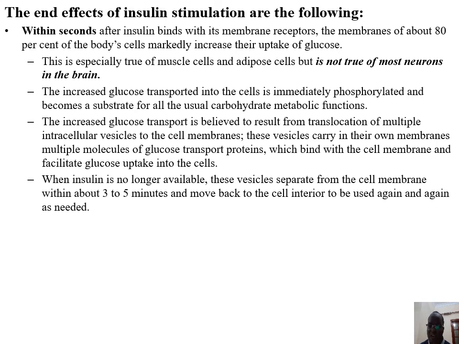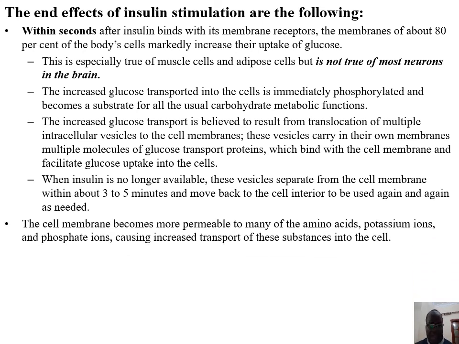So once you don't have insulin, there will be internalization of these GLUT4 channels. So they will go back. There will be invagination and internalization of the GLUT4 channels into the vesicles, back into the cells. Then if you have another insulin, then they'll be translocated. So they can be reused again and again. That's what it means. The cell membrane becomes more permeable to many amino acids, potassium ions, and phosphate ions, causing increased transport of these substances into the cell.